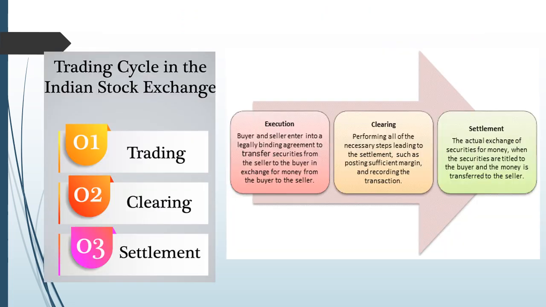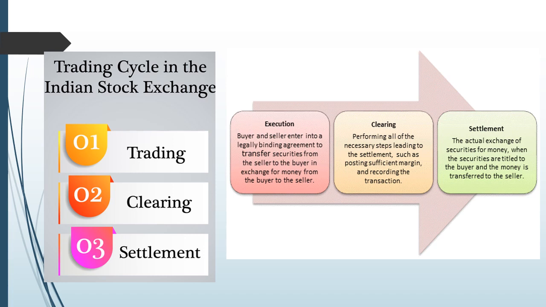Okay, so the online trading system in a stock exchange has 3 particular stages. I'm telling you the stages; below the stages it has points. If you don't understand this particular slide, it's okay. The first one is trading, the second one is clearing, and the third one is settlement.